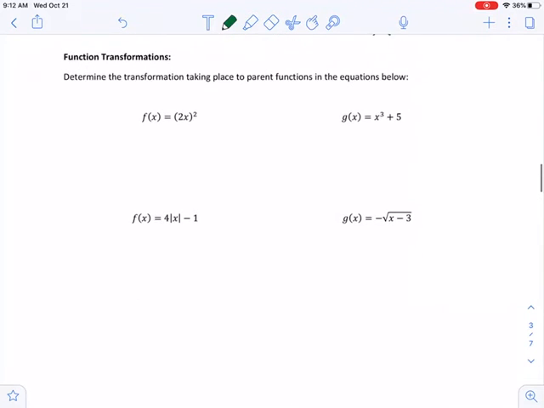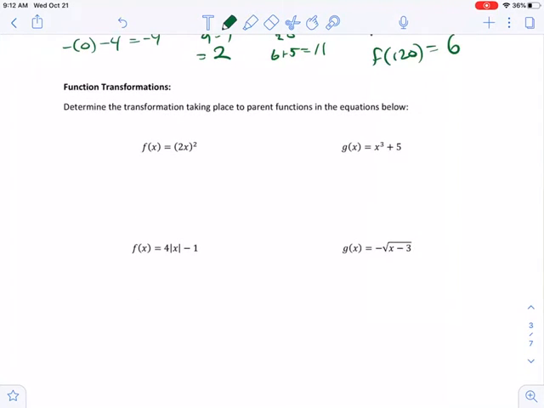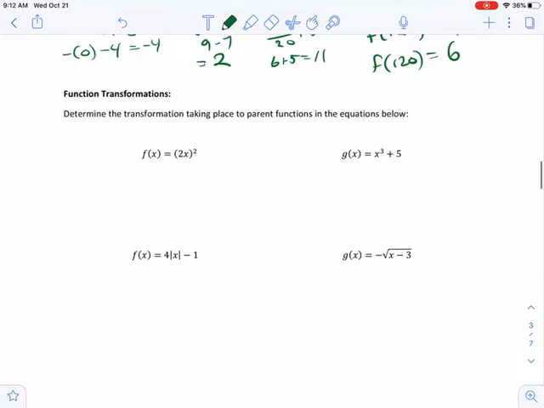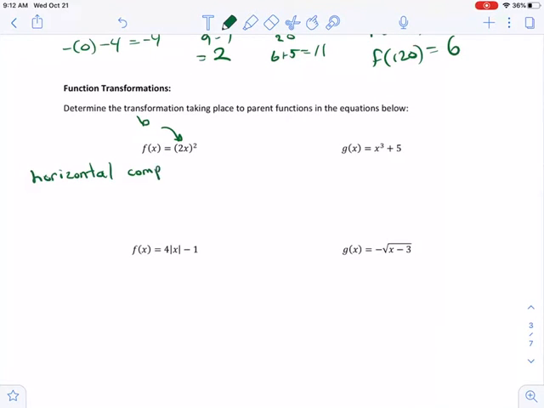Here we've got some transformations happening on functions, and we need to state what they are. So for this first one, we are adjusting the x value in particular by multiplying. So this is actually a b value, and if our b value is greater than 1, then this is a horizontal compression by 2. For g of x off to the right, we're not directly changing that x value, we're adding on to the end result. So this is going to be moving our graph up 5 units.